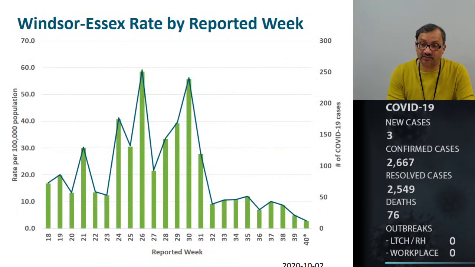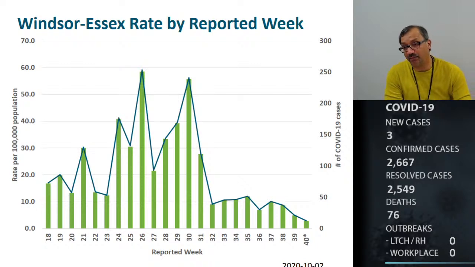Looking at the Windsor-Essex weekly rate by each of the weeks, we can see that we have seen significant increases in the middle of summer, June, July, but now we're trending downwards with respect to the case rates by reported week. But please note that week 40 is still in progress and it ends on Sunday.